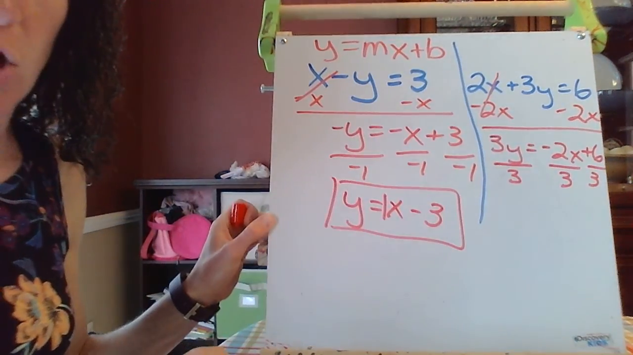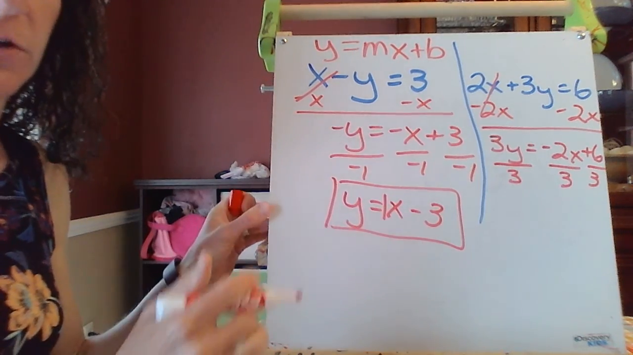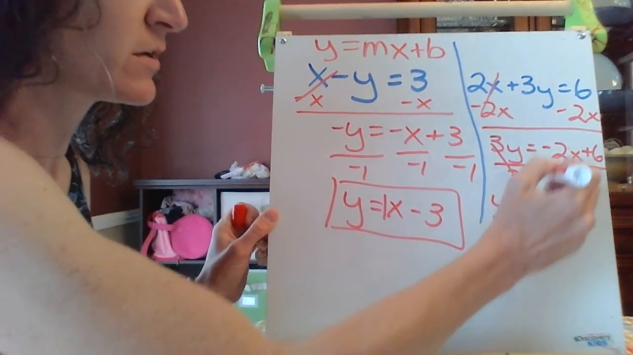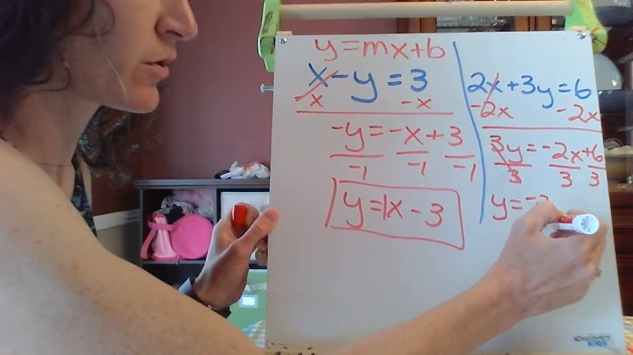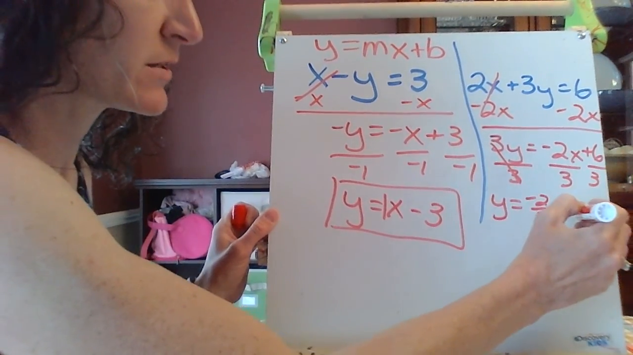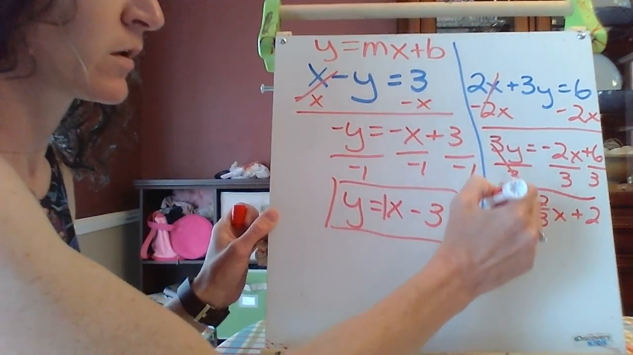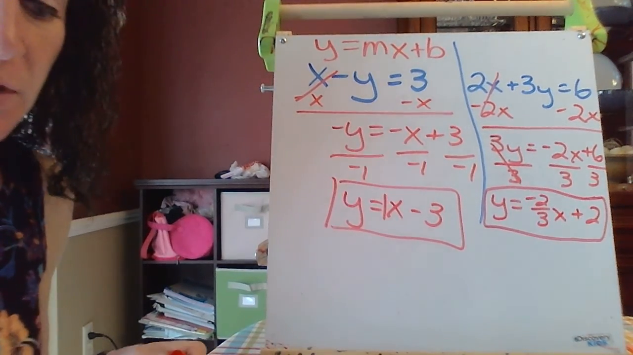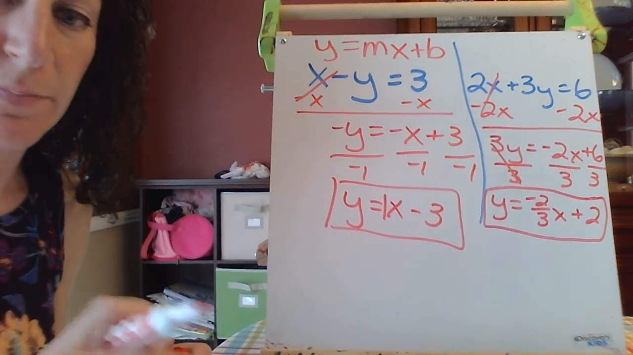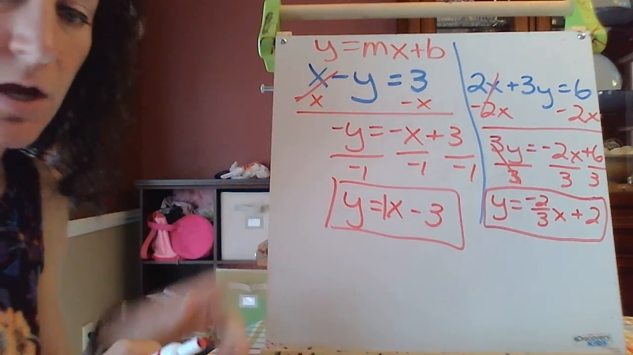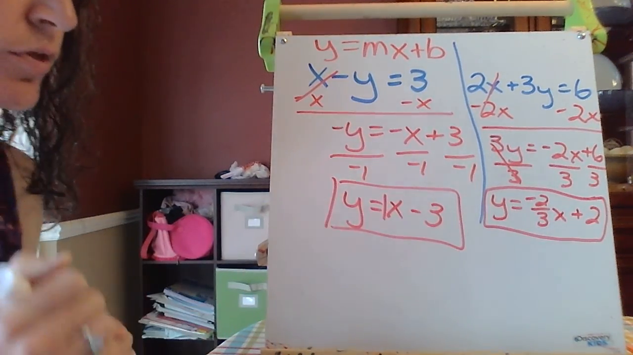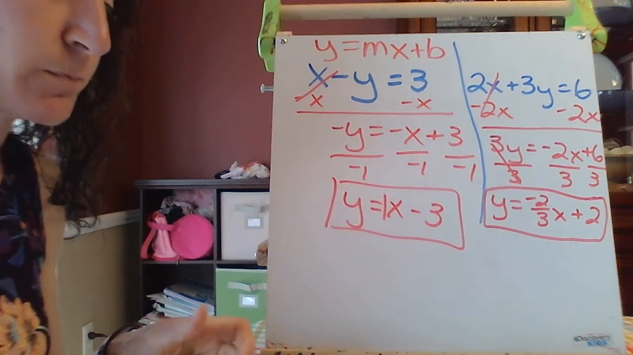Okay, so we're doing all that. We're getting y by itself. So now this cancels out. y equals negative 2/3 x plus 2. So here we go. Now, let me move my little mouse so you can see that better. Those are my two equations: y equals 1x minus 3 and y equals negative 2/3 x plus 2.